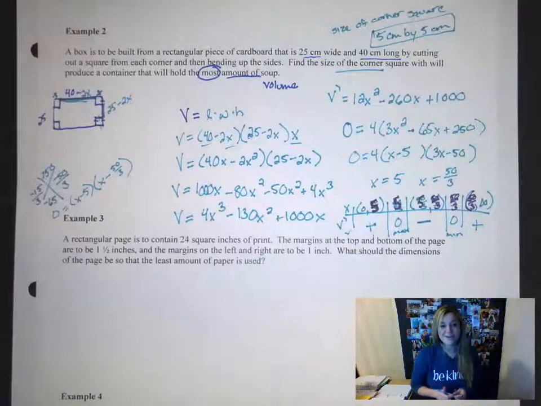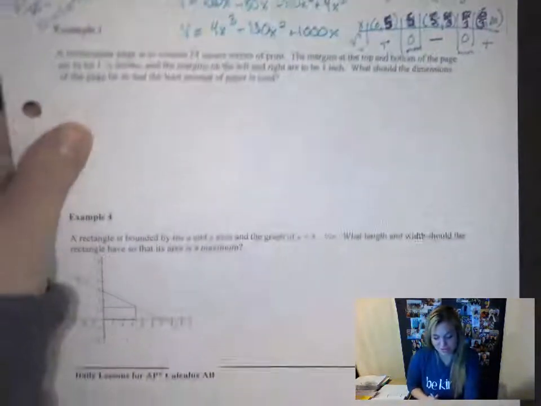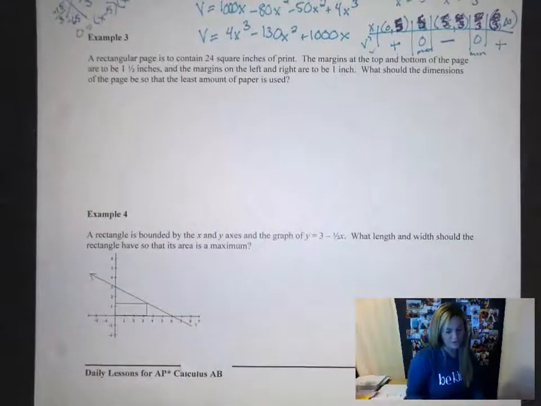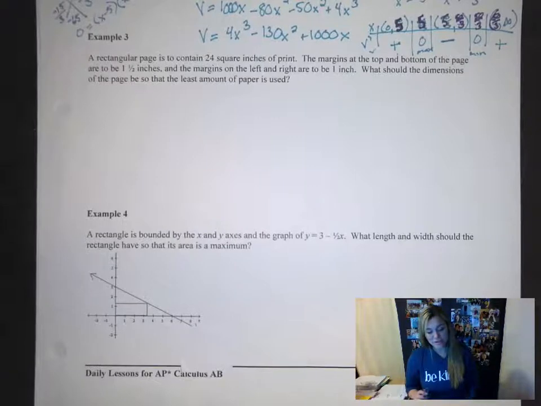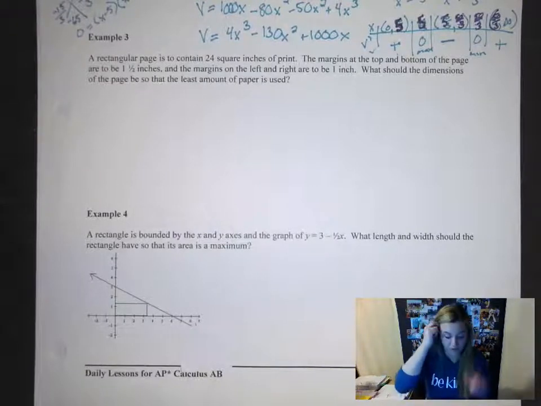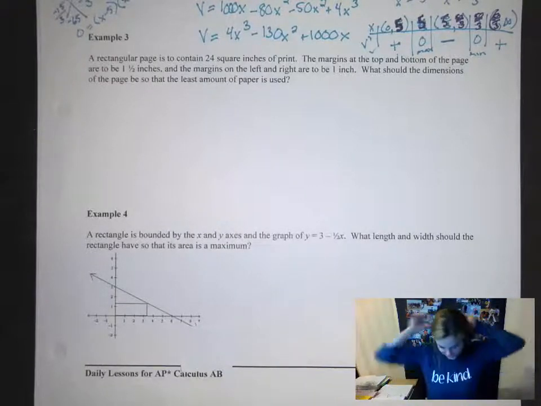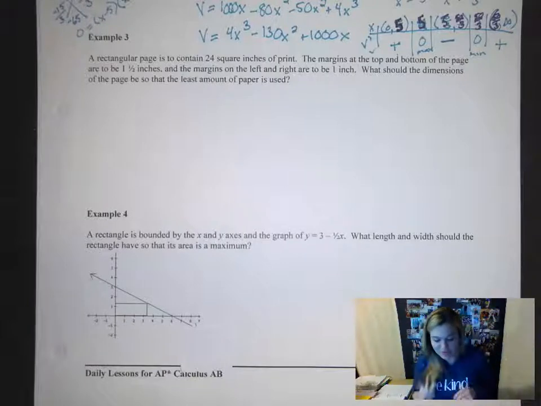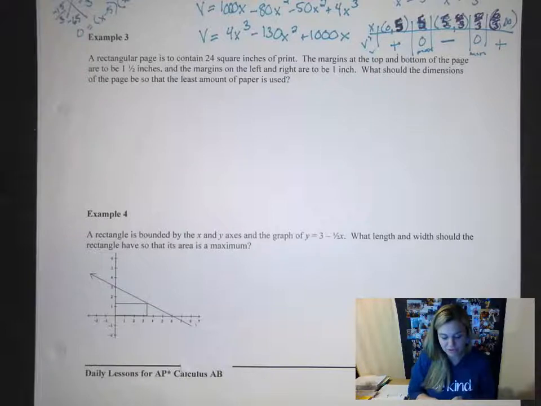Okay, let's do another one. Okay, a rectangular page. Oh, this one takes some work, but we can do this. A rectangular page is to contain 24 square inches of print. Seems like a constraint to me. The margins at the top of the page and the bottom of the page are to be 1.5 inches, and the margins to the left and the right are to be 1 inch. More constraints. What should the dimensions be so that the least amount of paper is used?